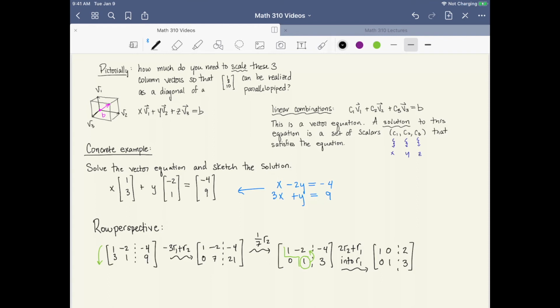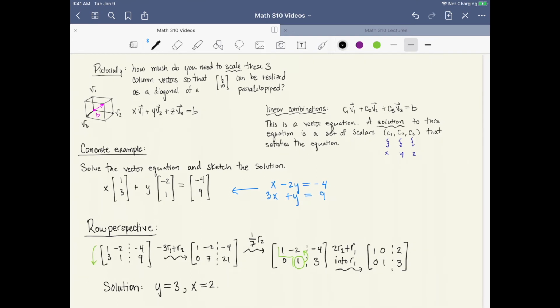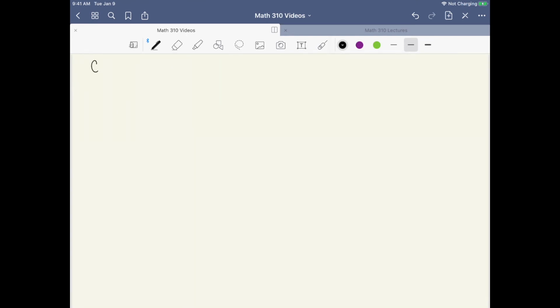So with my row perspective, what I do is I use my method of Gaussian elimination to reduce the matrix and then read off the solution, which is easy to see now as y equals 3 and x equals 2. This is the point at which the two lines, x minus 2y equals minus 4 and 3x plus y equals 9, intersect in a single point. Let's go ahead and check that this works. We're going to check it in two different ways. So let's check our answer.